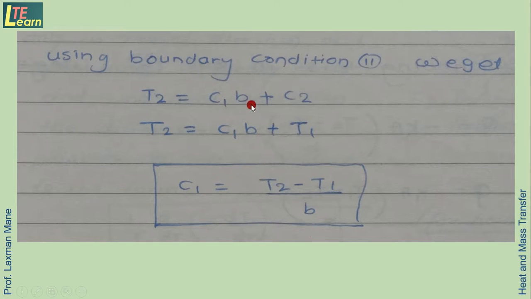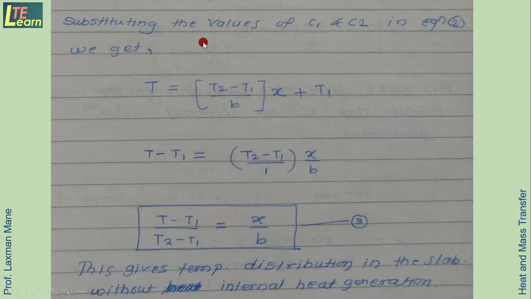Now next, using boundary condition 2, we get T2 is equal to C1 into B plus C2. Arranging this equation in this way, we will have C1 is equal to this form. So we find C1 and C2, and substitute these C1 and C2 values in equation 1. We can write T is equal to, this is the value of C1, this is the value of C2.